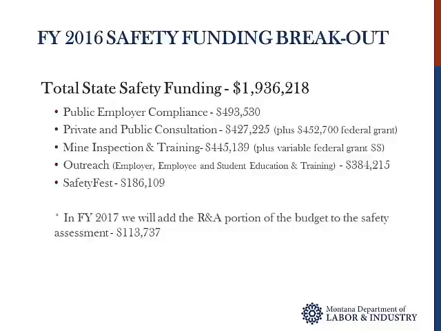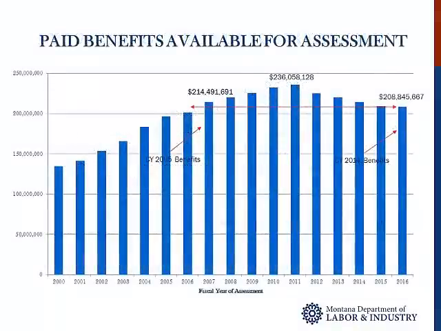The mine inspection and training area has a budget of approximately $445,000 in fiscal year 2016. In the past, the department has received some federal grant money to help with mine training. However, the amount of that grant changes from year to year. The education and outreach portion of the safety budget is around $384,000, while the Safety Fest budget is $186,000. In 2017, the research and analysis portion of the budget will be added to the safety budget for the purposes of the safety assessment.